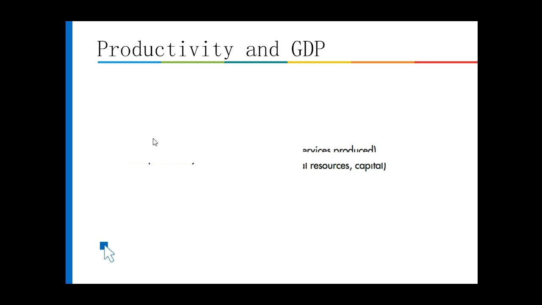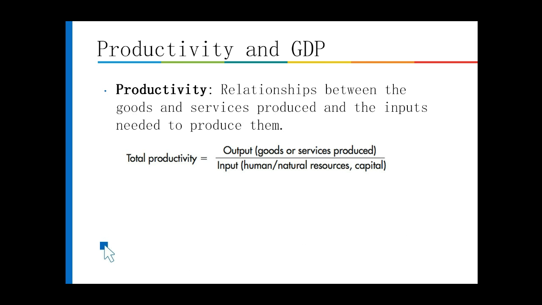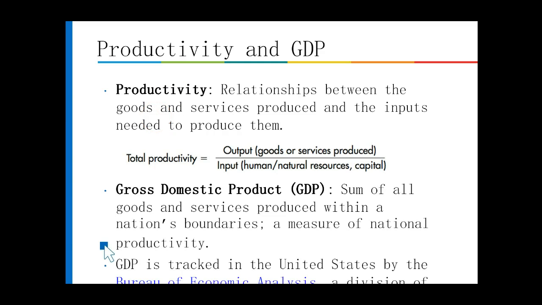The GDP, gross domestic product, is just telling you how productive our economy is in the workforce. It's going to be the outputs divided by the inputs, and it's giving you an example of that. This is, again, the goods and services produced and the inputs needed to produce them. That's basically the productivity definition. So the GDP is going to be a sum of all those produced within a nation's boundaries, and it's a measure at a national level. And generally that's going to be tracked by the United States government and the Department of Commerce.